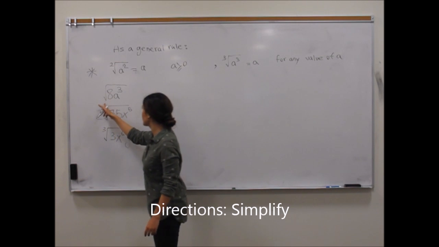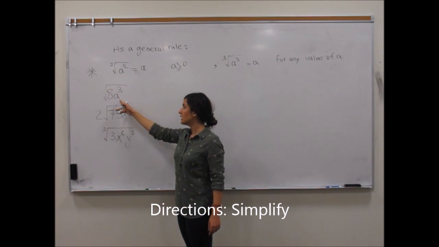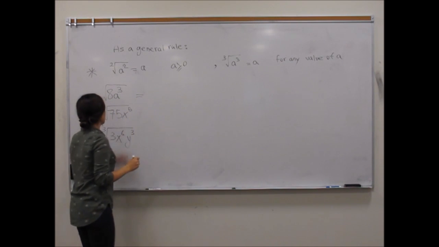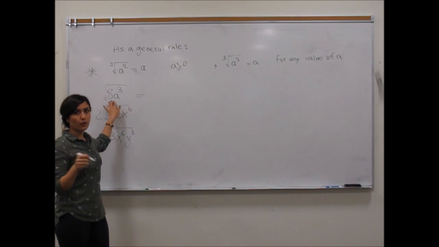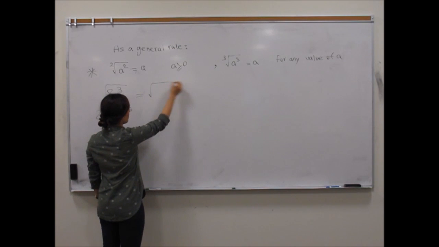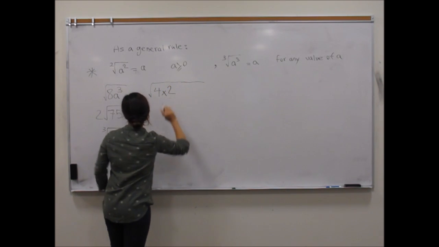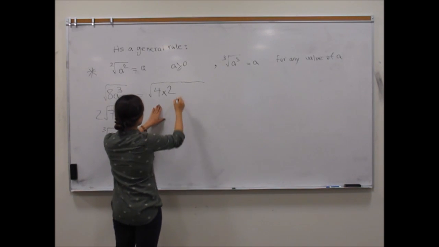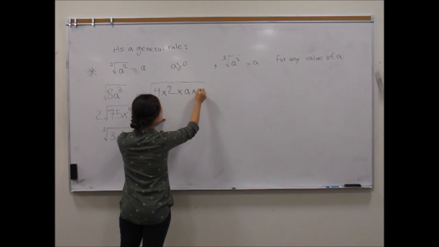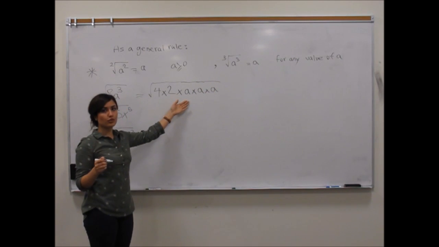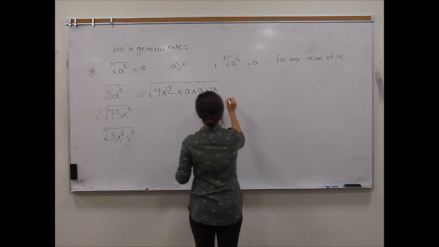So let's try this example here. This is square root of 8a cubed. So I know that 8 goes into 4 2 times. 4 is a perfect square, so I'm going to write it as 4 times 2. And then for a cubed, I'm going to write it as a times a times a. But I'm just doing it to show you how to do this. You don't have to do it every time.